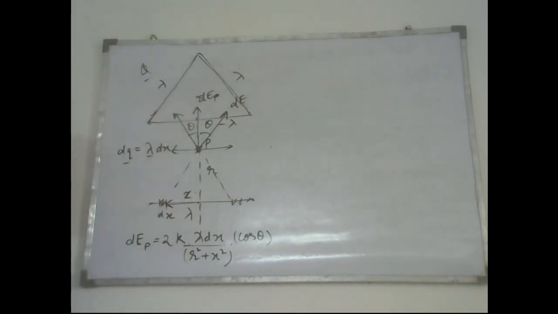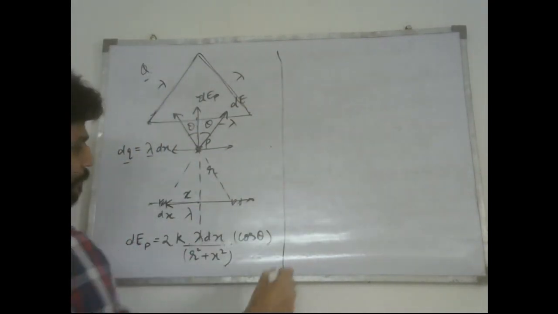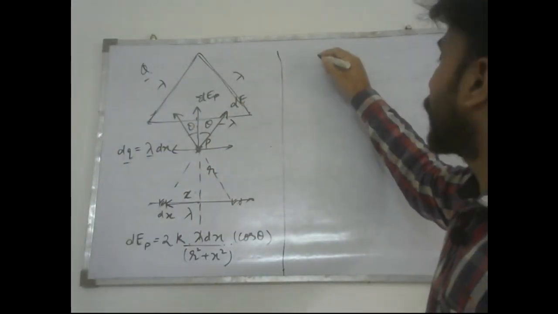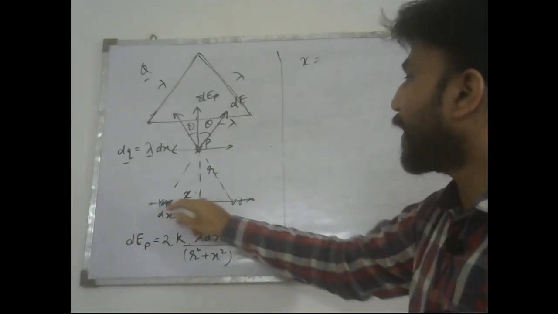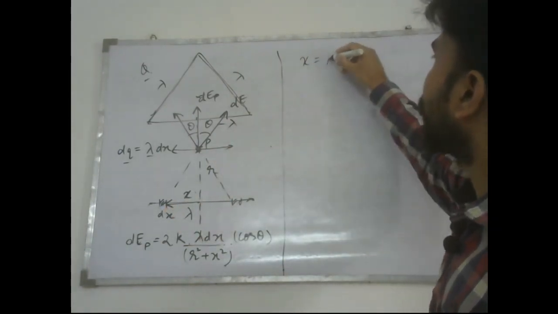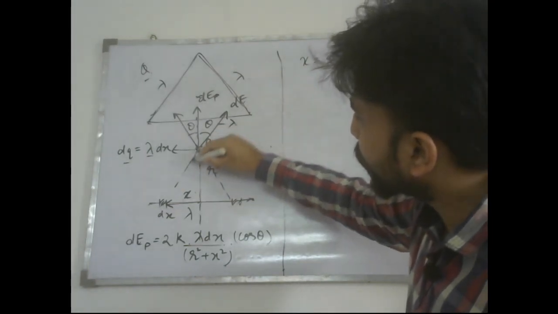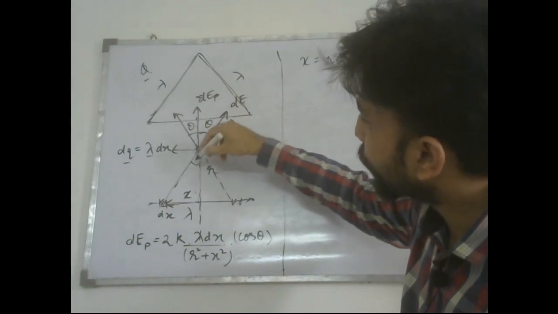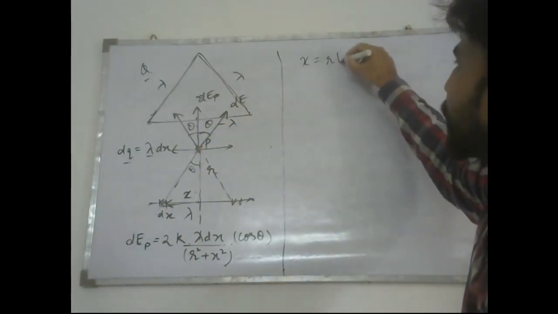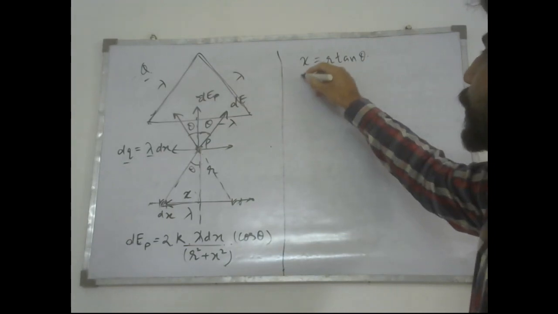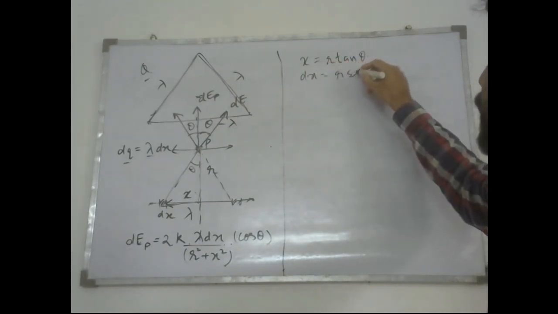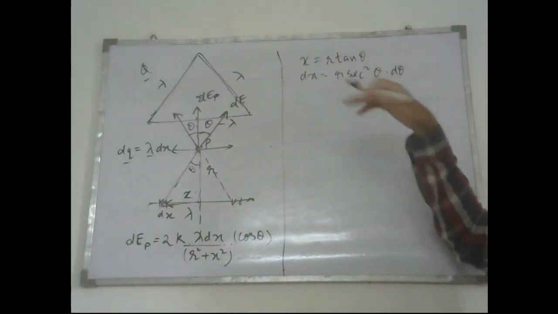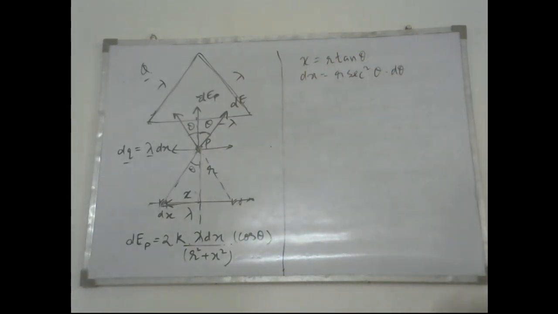So integrating this expression, we get x, and we can use x as r tan theta. So we can see in this particular triangle, this distance is x, this distance is r, this angle is theta, which makes this angle also theta. So x is equal to r tan theta, dx is equal to r sec square theta d theta, because differentiating x with respect to theta, tan theta differentiation is sec square theta.